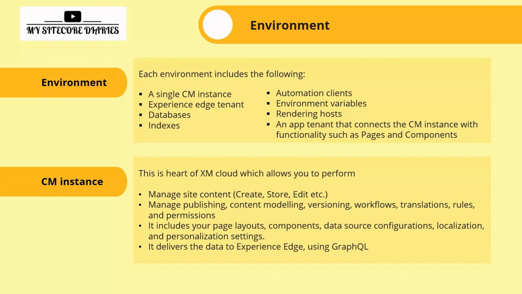Okay, so whatever things you can do in the same instance, the same thing we can do here in the XM Cloud CM instance. It will have managed site content, so you can create, store, or edit the site content. You can manage publishing, content modeling, versioning, workflows, translation rules, and permissions. So all these activities which you perform on your Sitecore CM instance can be done here. It includes your page layout, component, data source configuration, localization, and personalization settings. It delivers the data to Experience Edge using GraphQL. So your same instance is published to the Experience Edge. So from the Experience Edge, you can use GraphQL to get data in your application.